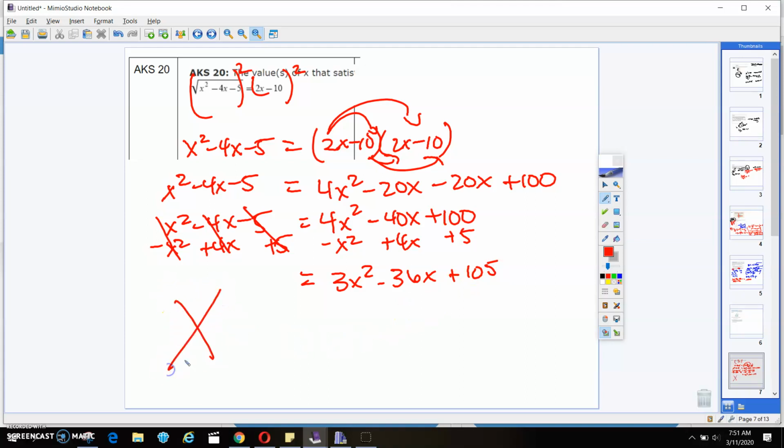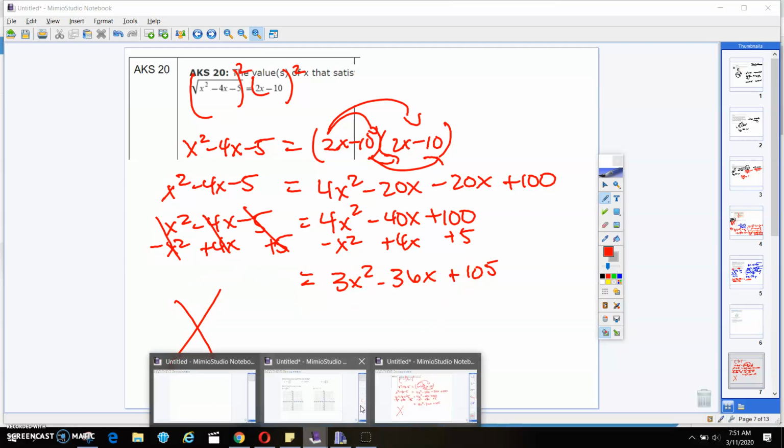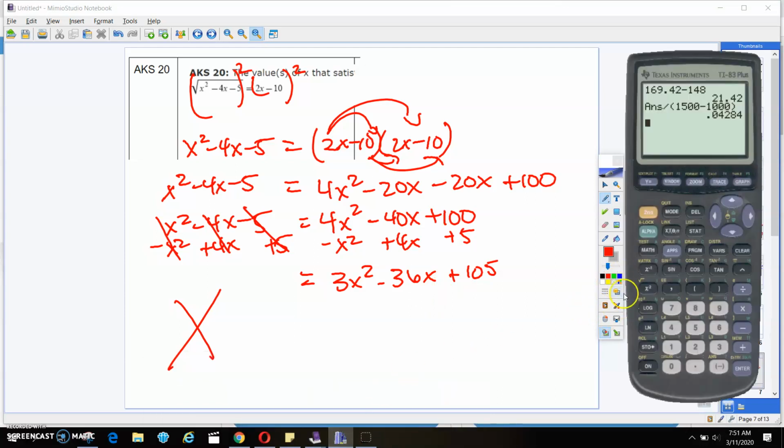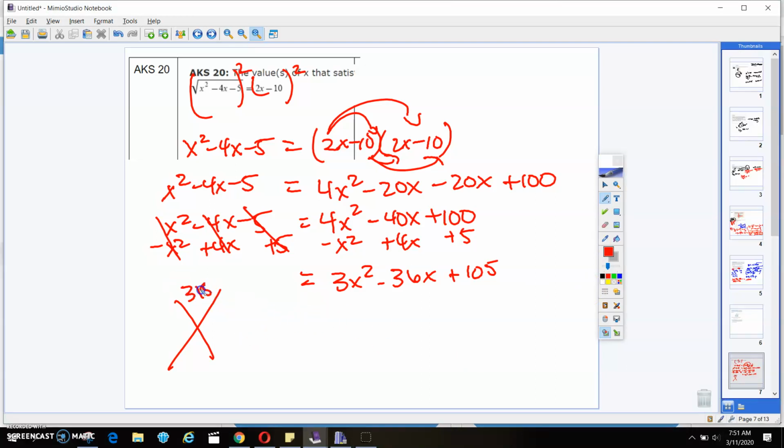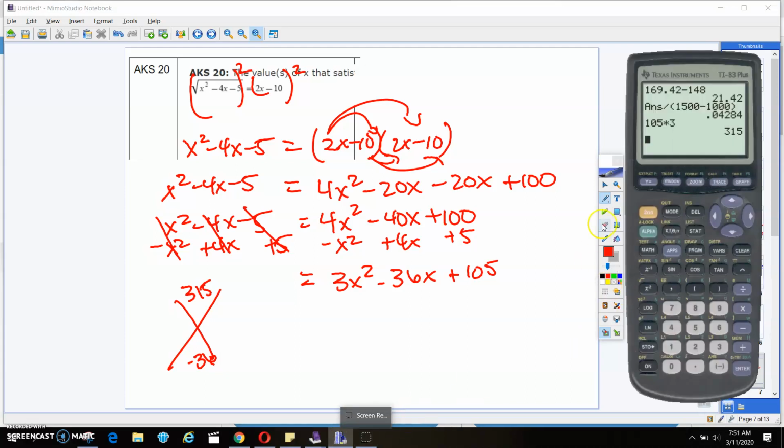Now, if I do the big X, I'm going to get 3 times 105, which is, math, I don't want to do this early in the morning. 105 times 3 is going to give me 315, right? Now, for those of you who are like, I don't know how to find the two factors of that, I'm going to go into my calculator.